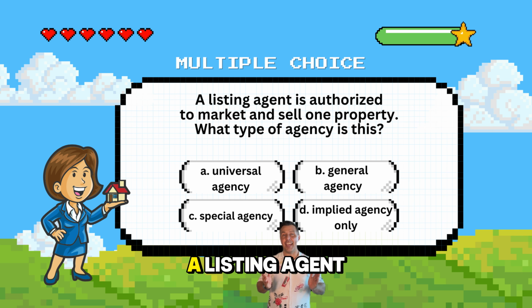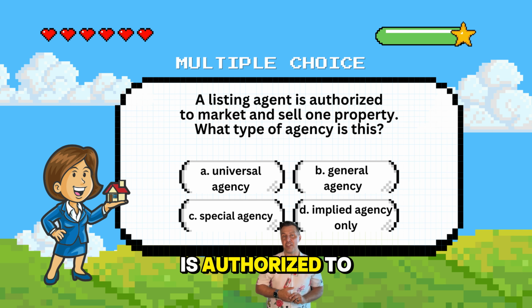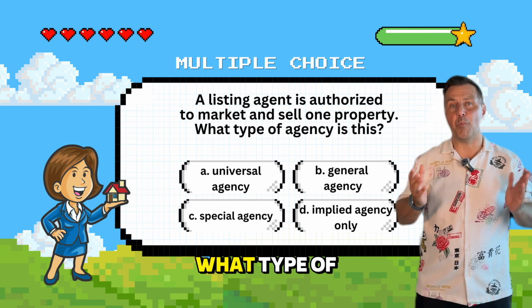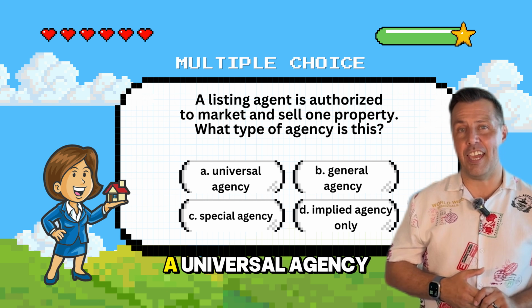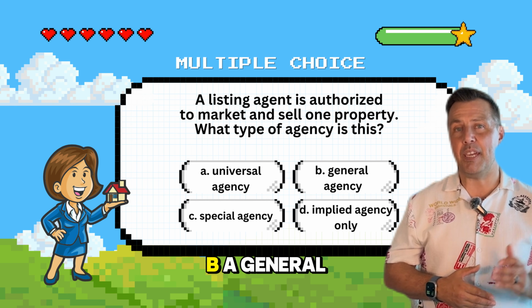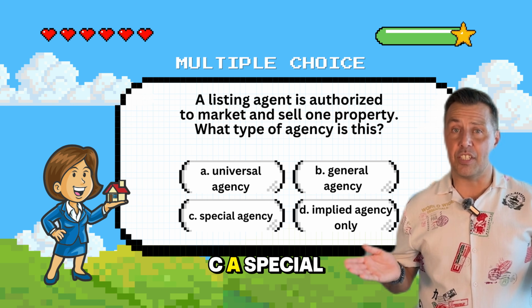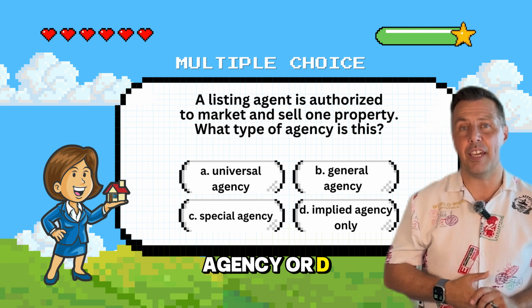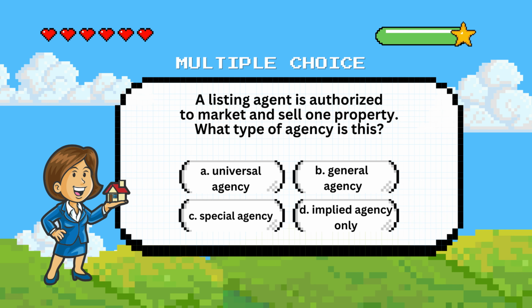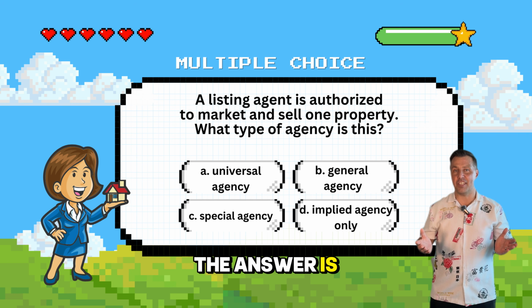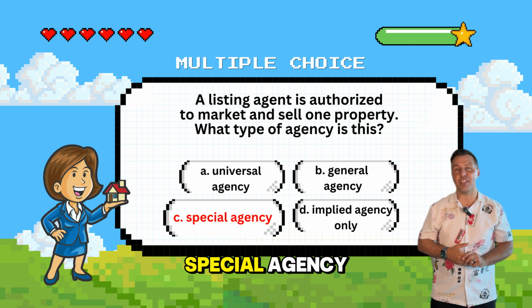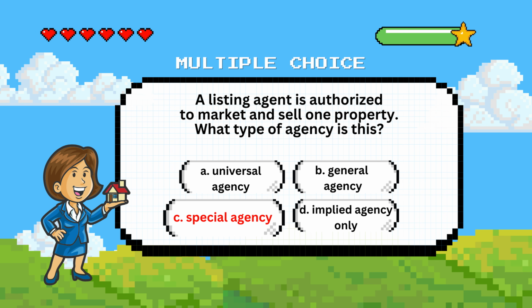Question 14. A listing agent is authorized to market and sell one property. And this is what type of agency? A. Universal agency, B. A general agency, C. A special agency, or D. Implied agency only. The answer is C. It's a special agency. A special agent has limited authority for a specific task.